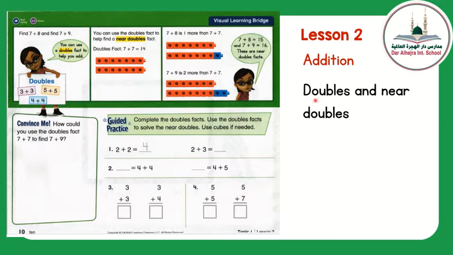So in this strategy, we use the doubles fact, and we know that a doubles fact, for example 4 plus 4, is 8. That means if there is a near double fact 4 plus 5 where one of the addends is just one more, the answer will be just one more than the answer of the doubles fact. So if 4 plus 4 is 8, 4 plus 5 will be 9, just one more than 8. And if one of the addends is two more than the other, the answer will be two more than the answer of the doubles fact. So if the doubles fact is 5 plus 5, 10, then 5 plus 7 will be 2 more than 10, that is 12.